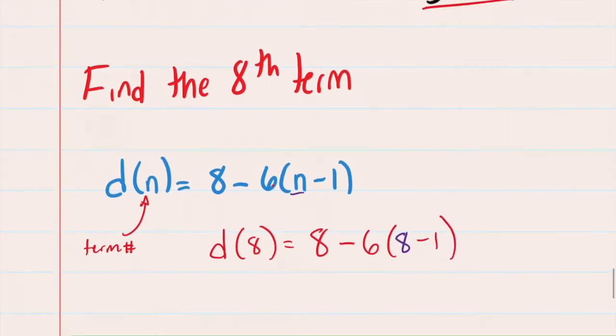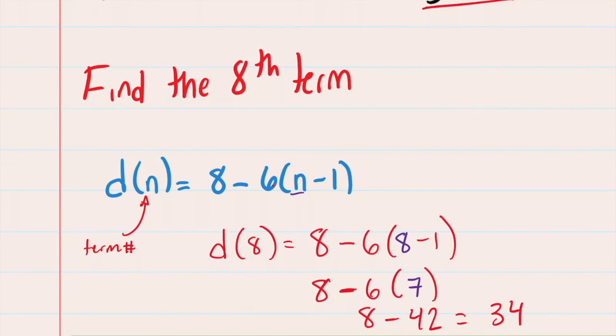So let's do PEMDAS, parentheses first. So let's write everything down. What's 8 minus 1, guys? That's a 7. Put it in purple. And what's more important, subtraction or multiplication? Multiplication. So what's 6 times 7? That's 42. And my answer would be, what's 8 minus 42? Isn't that negative 34? 8 minus 42. And that's basically it.